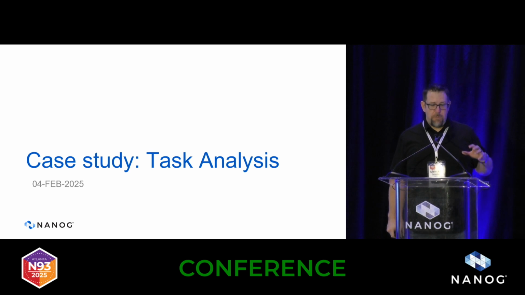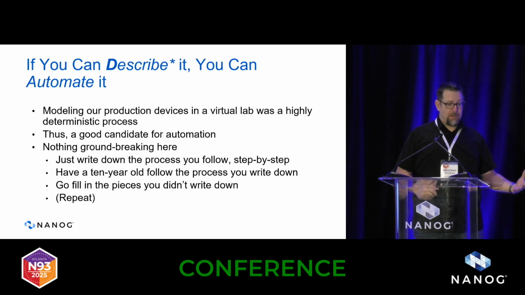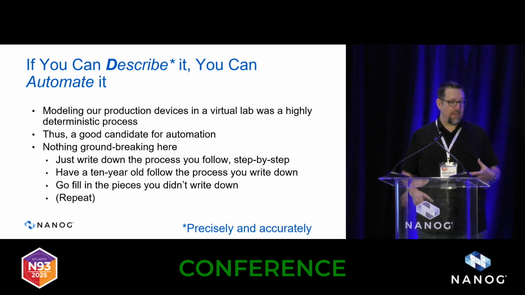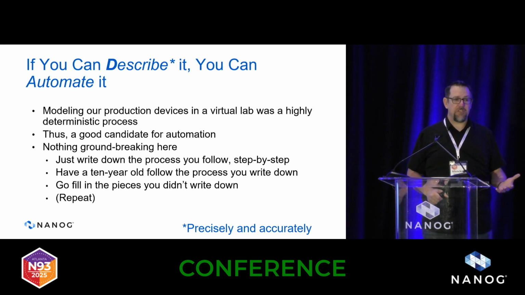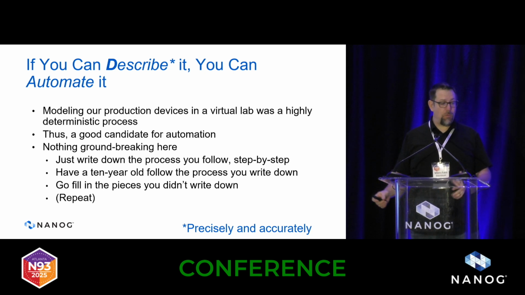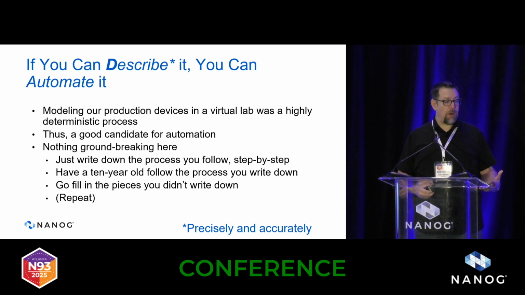All right, so the next step for us was task analysis. If you can describe it, you can automate it, but only if you can describe it precisely and accurately. There's nothing special or innovative about the process we took there. We were lucky. Modeling our production devices in a virtual lab was really pretty deterministic. There wasn't a lot of variance, and not a lot of depth to the decision tree. So it made a good candidate for automation.